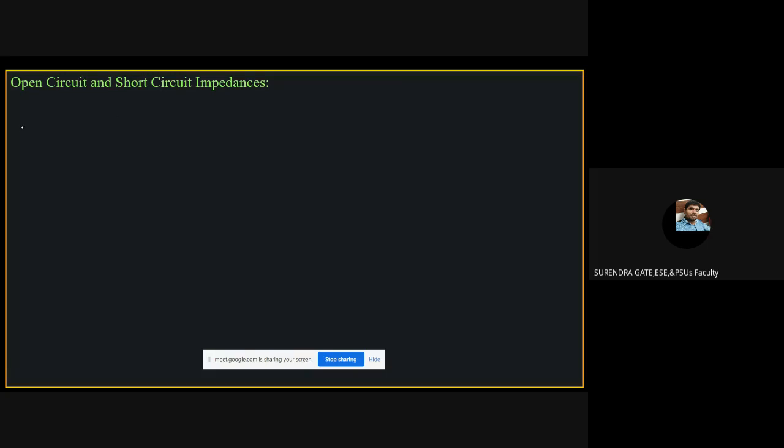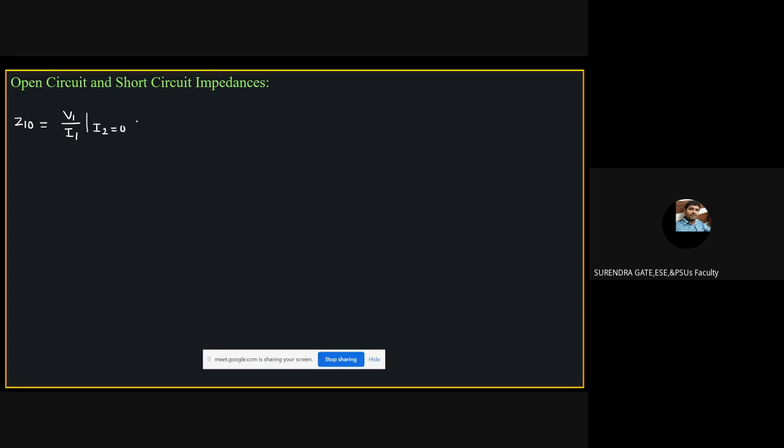Yes, friends, what are the open circuit impedances? Let the open circuit impedances be written at the input port and at the output port. With respect to the input port, the open circuit impedance Z10 is written as V1 by I1. At the input port we are calculating with the output port open circuited, so I2 equal to 0.